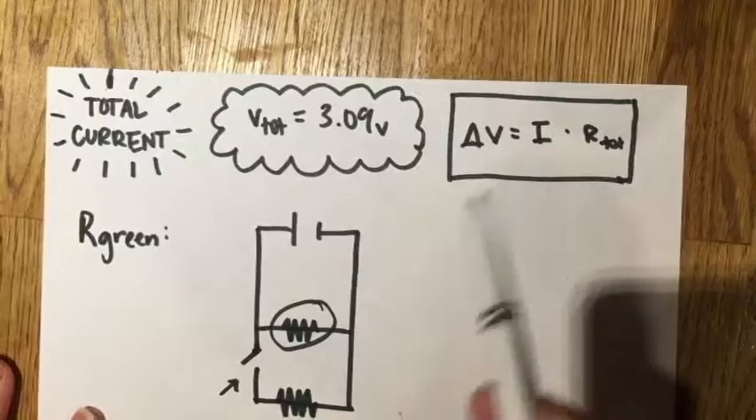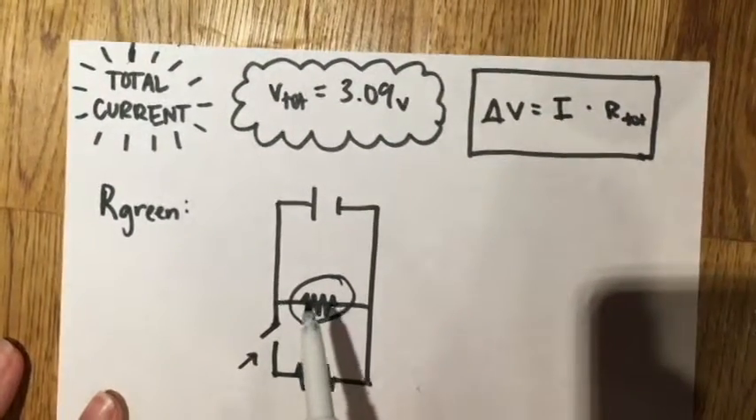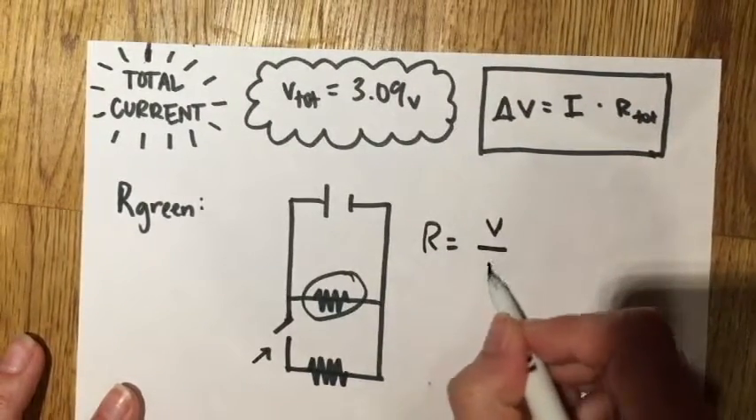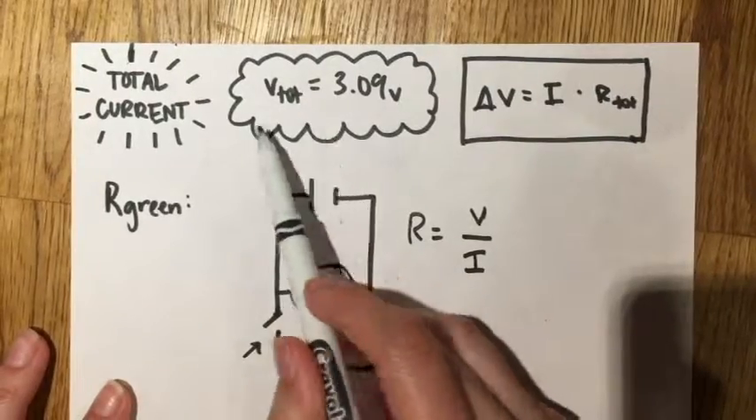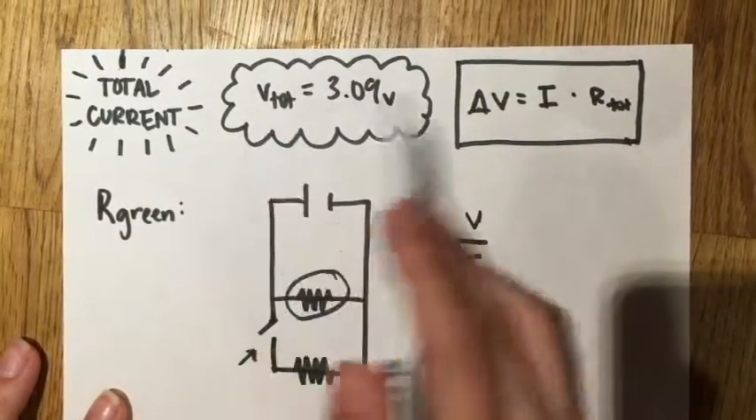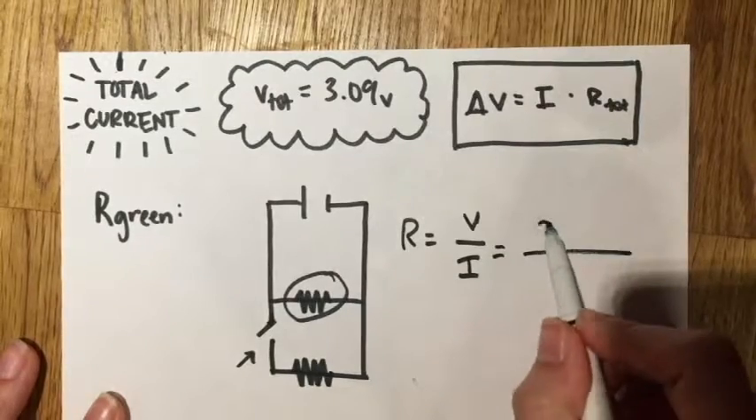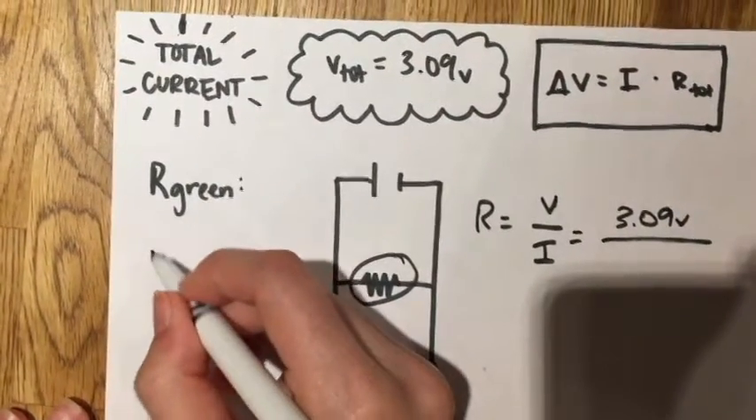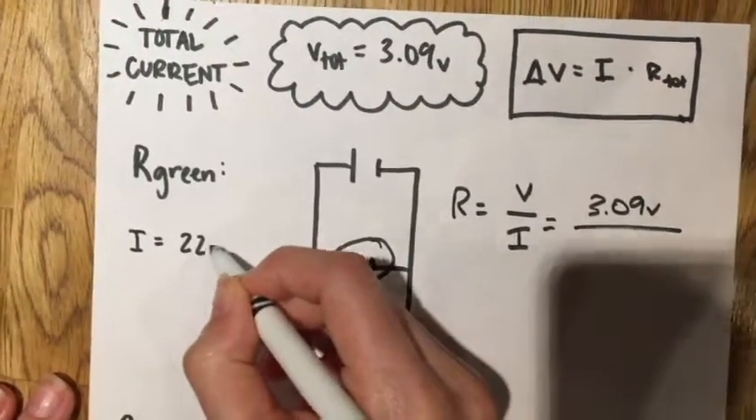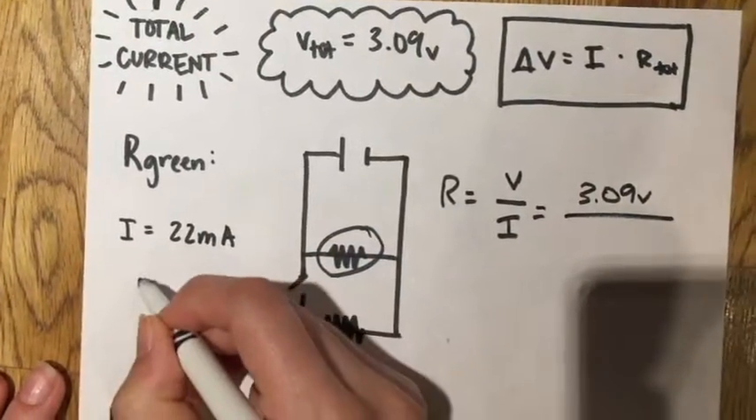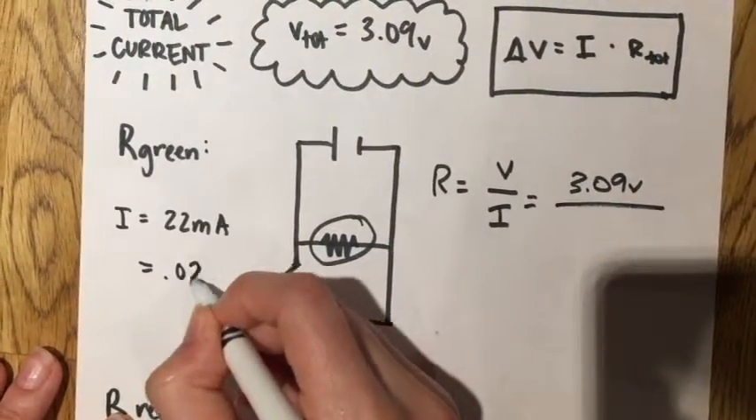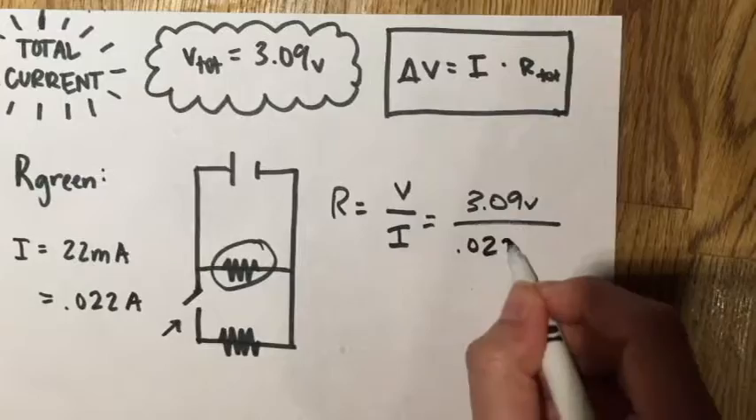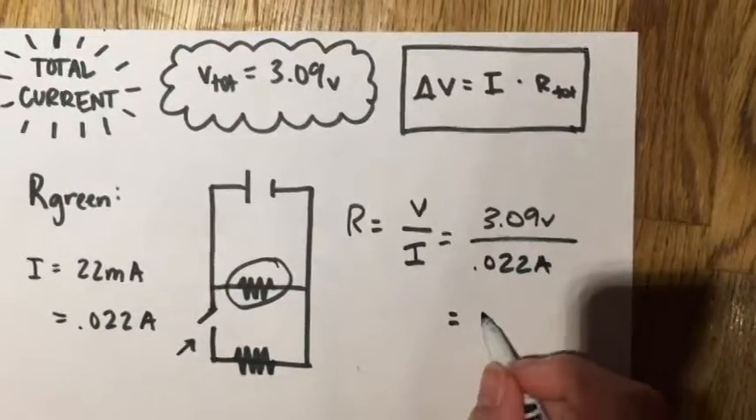First we're going to manipulate Ohm's Law to find the resistance for this individual resistor. So resistance equals voltage over current. And as I said before, we've already found the total voltage. And then with the ammeter, I found that the current was 22 milliamps. And after converting that, it was 0.022 amps. So we're going to just plug that right into here. And this should come out to be 140 ohms.